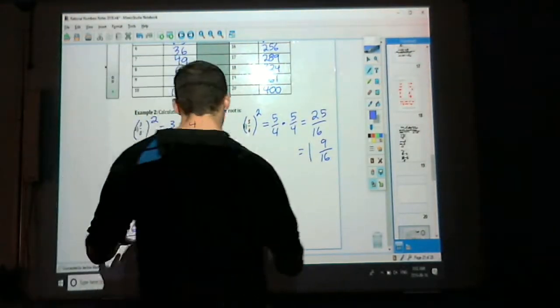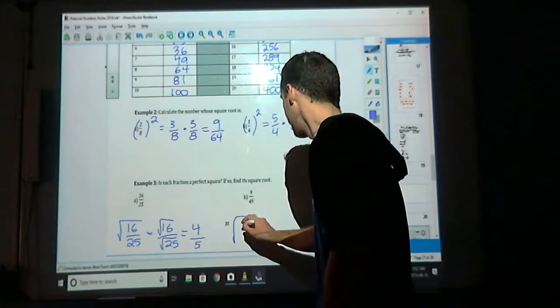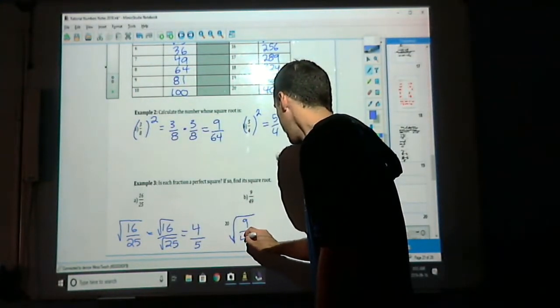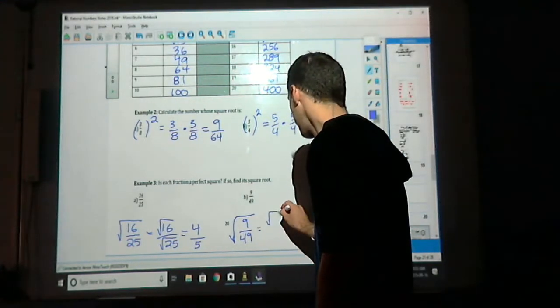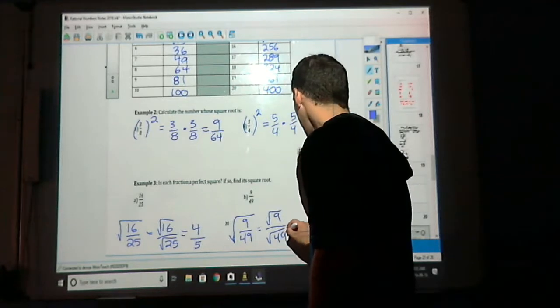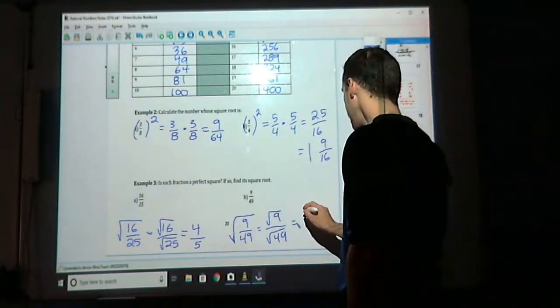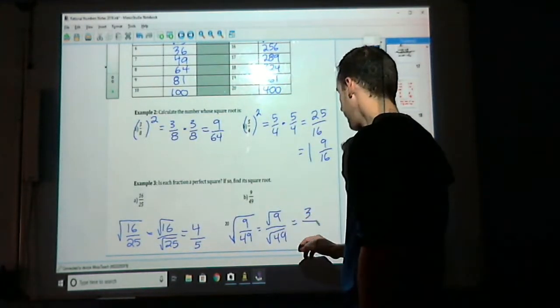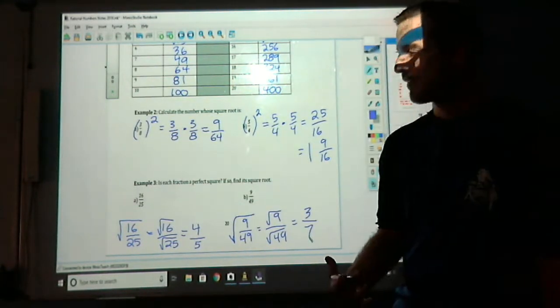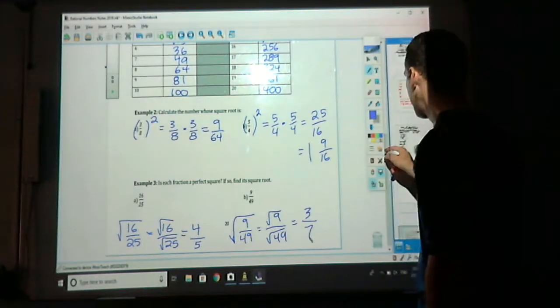Okay, same thing over here. 9/49 is the same as the square root of 9 divided by the square root of 49. Okay, we know that 3 times 3 equals 9, so 3, and 7 times 7 equals 49, so this answer would be 7.